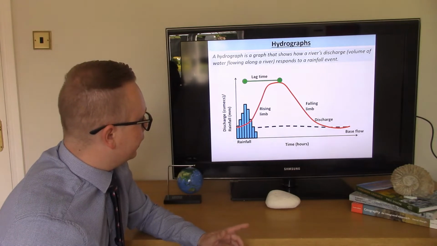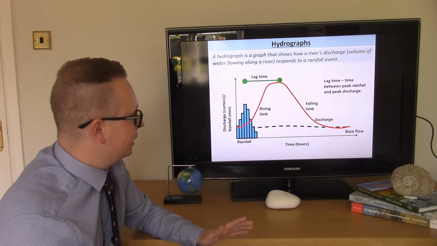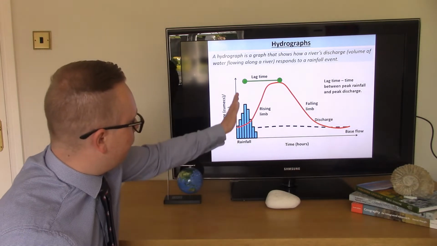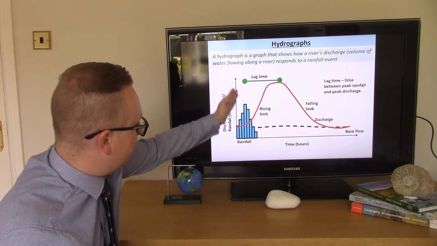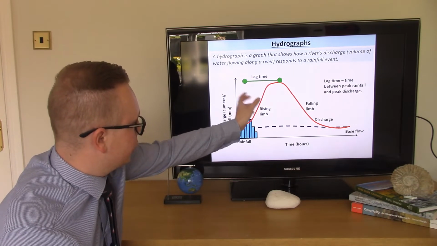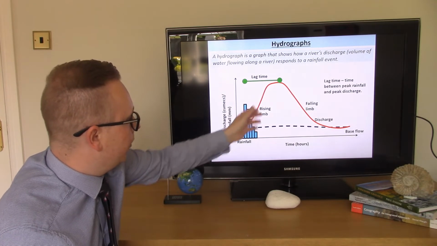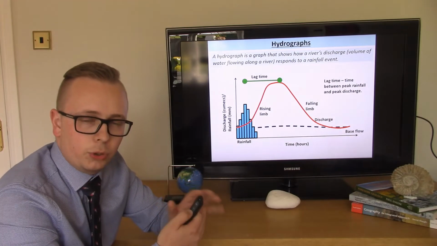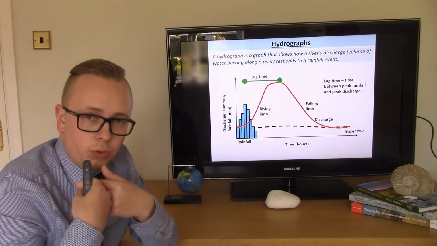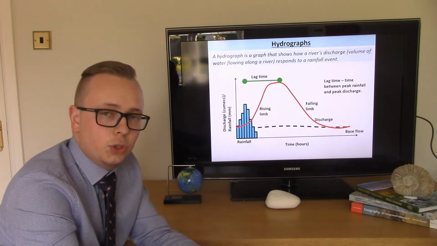And finally, a key feature of hydrographs is this. This is the lag time. The point between peak rainfall and peak discharge. It's the time between them. Obviously, the shorter the lag time, the quicker it's been as water's made its way from the land into our rivers.